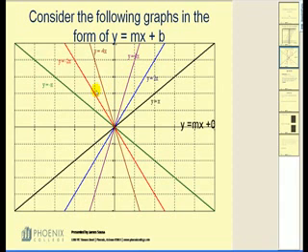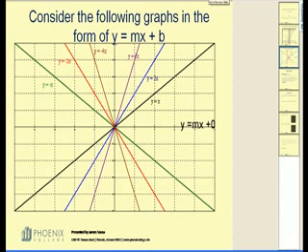Now looking at the brown, red, and green line, the green line is y equals negative x, or you could think of it as negative 1x. The red line, y equals negative 2x. Again, it is steeper, but now it's going downhill from left to right. And y equals negative 4x. It's going downhill because it's a negative slope, but it's very steep because of the 4.